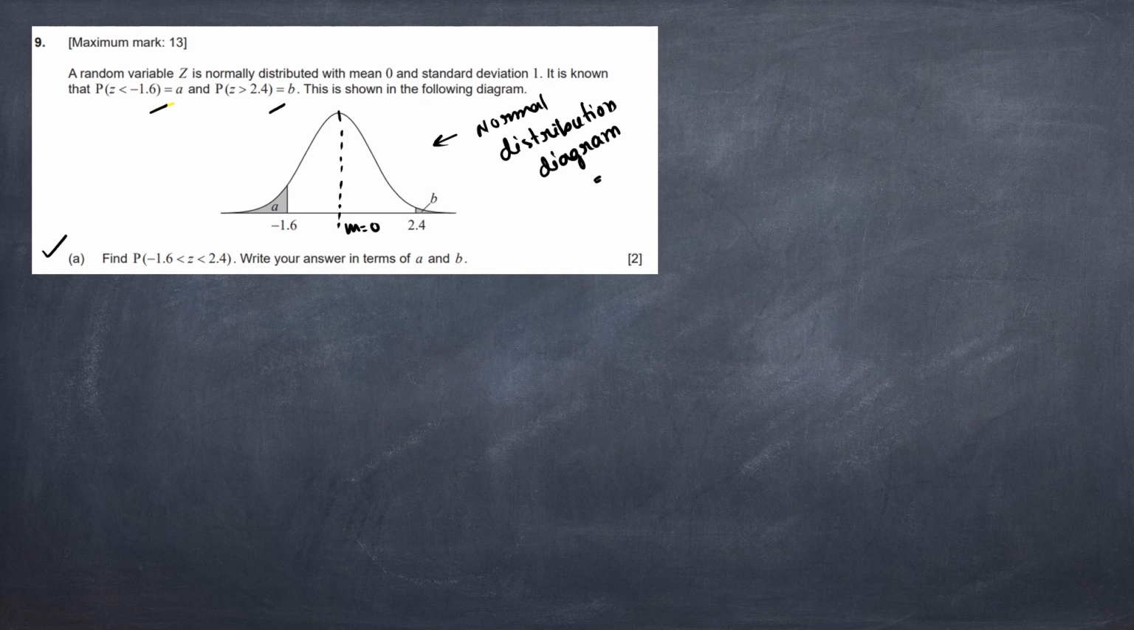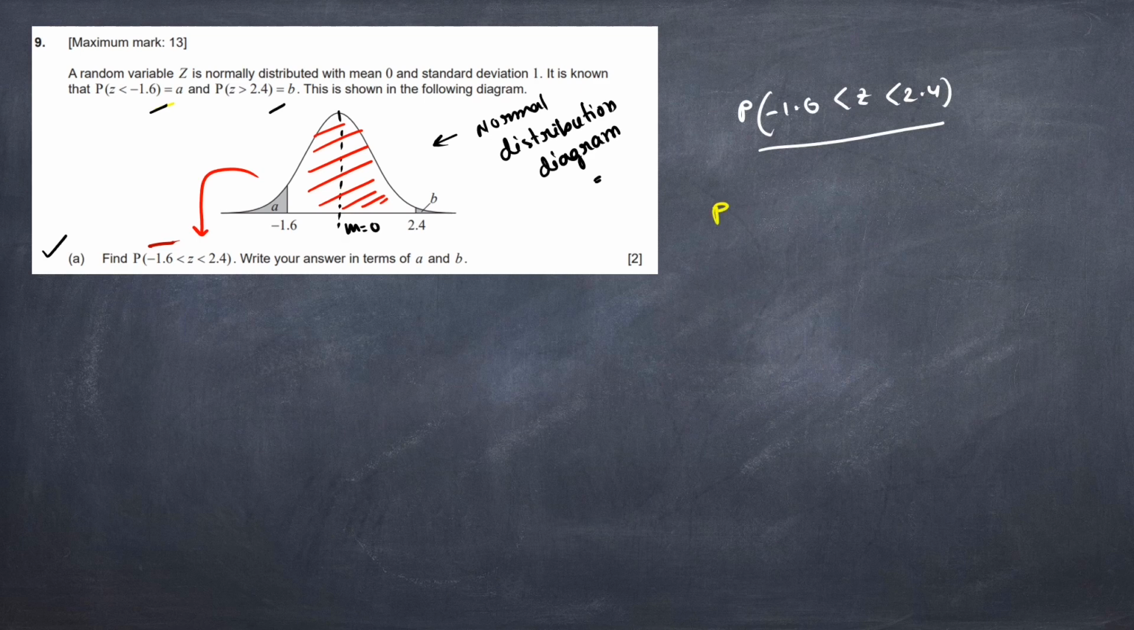As you can see from the mentioned area, minus 1.6 less than z less than 2.4 is indicating this particular area. So from here, the complete probability is 1. In the diagram itself you can see that the area less than minus 1.6 is a, and the area greater than 2.4 is b.